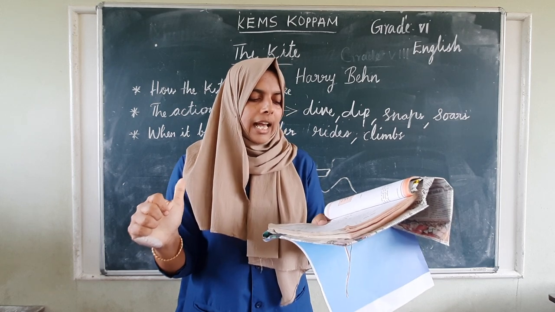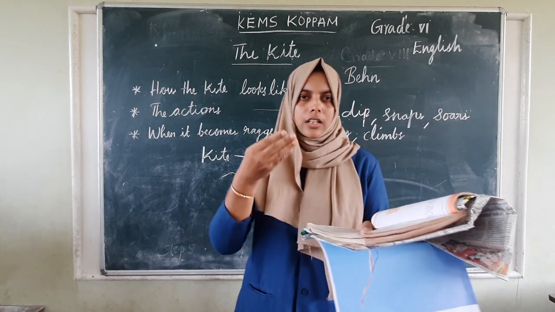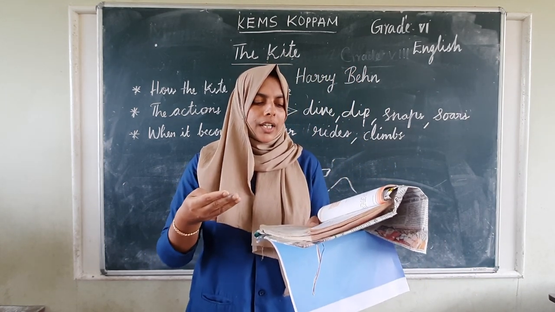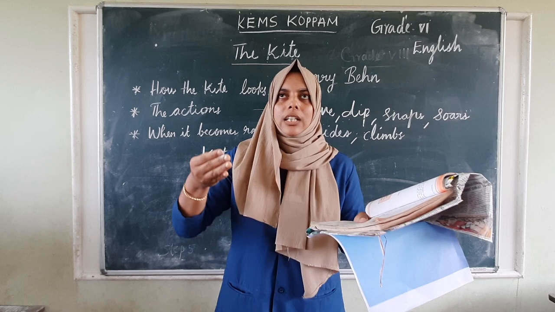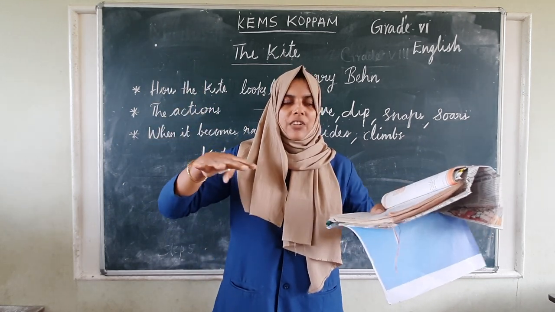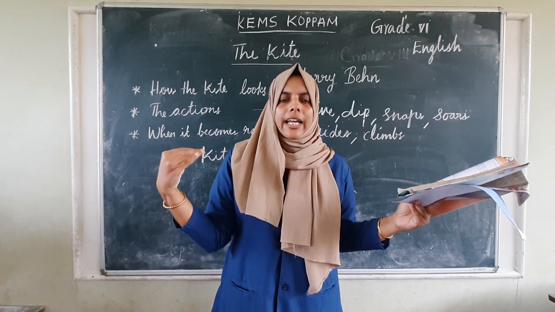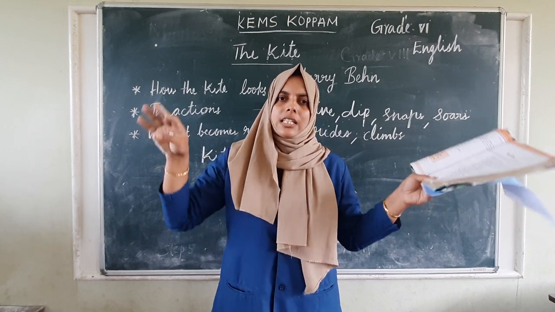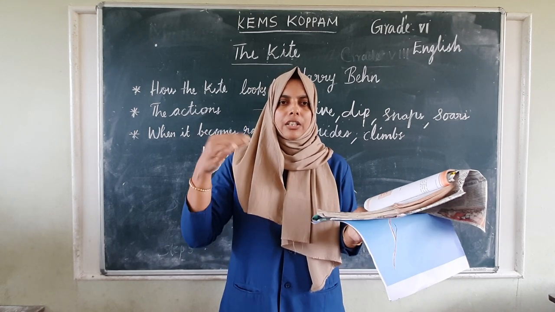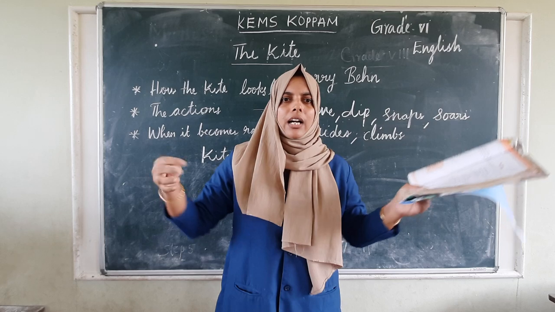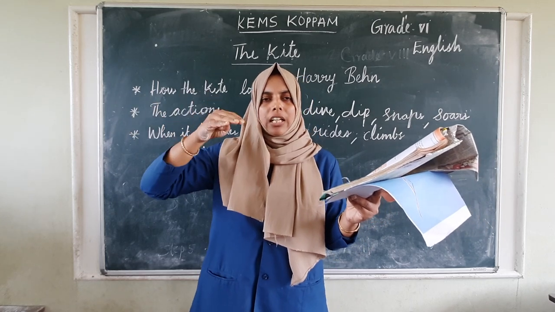And its wings fill and up it goes. So here the poet tries to compare the kite with a bird. Okay, with the bird, because how does the bird start its flying? When it starts to fly, it will spread its wings in order to fill the air in the wings, and if the air is filled in the wings, it will start flying. So the kite also, in the same way, after filling the air in its cloth or in its rectangular part, what will it do? It will start flying, and its wings fill and up it goes.